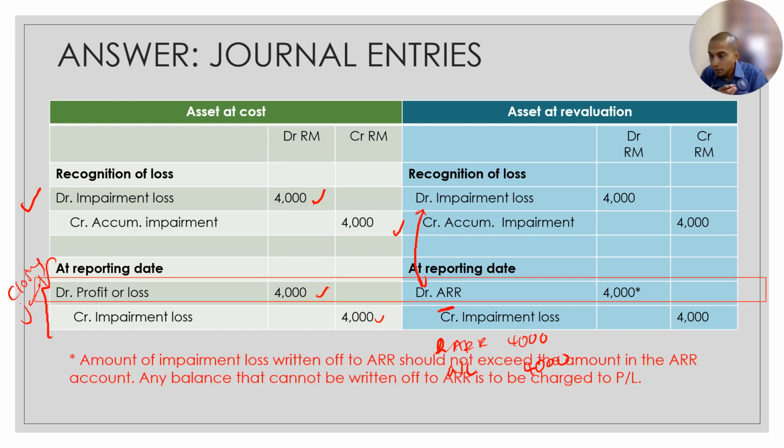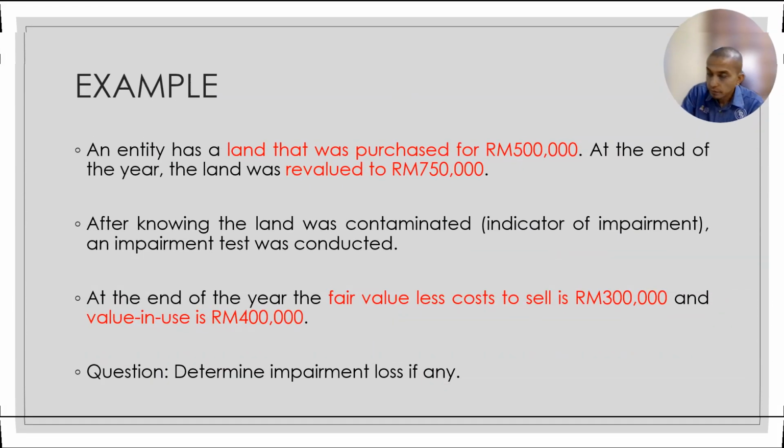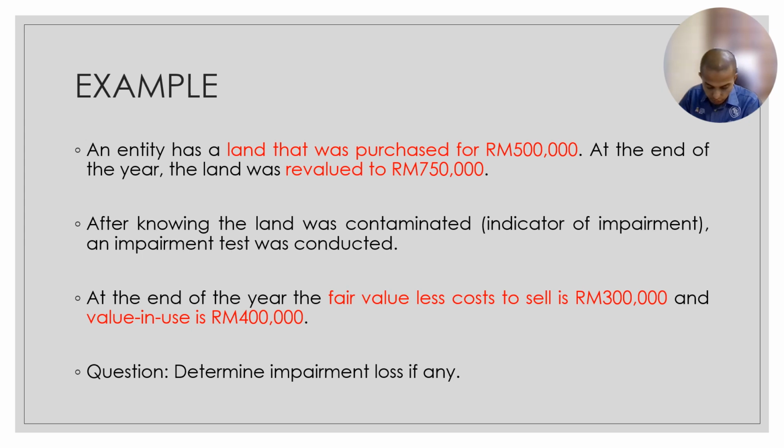The amount of impairment loss written off as ARR should not exceed the amount of ARR in the account. So any balance cannot be written off to ARR and is charged to P&L. Again, this one is okay lah, it's enough, right? Because it's only 4,000. We look here, 4,000 is enough to cover with ARR. If it is bigger, it's not allowed. We have to make it part of the loss again. Right. So this is an example.